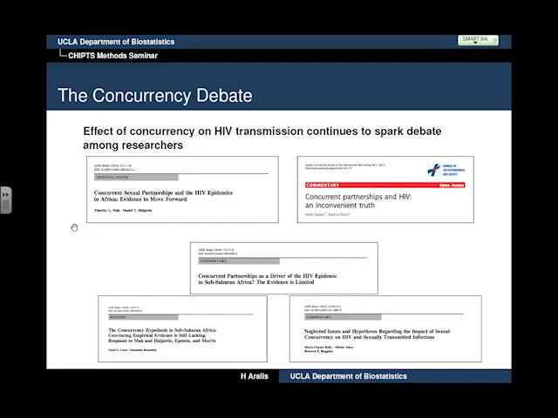But as you can imagine, a lot of people have also responded saying that the evidence is really flimsy and that these are conclusions that haven't been shown.